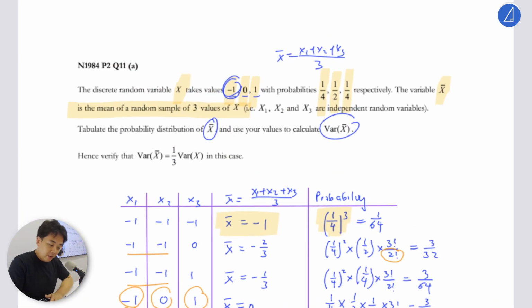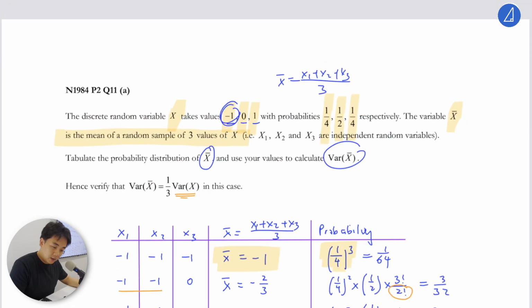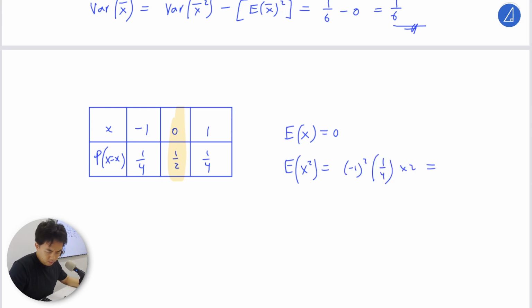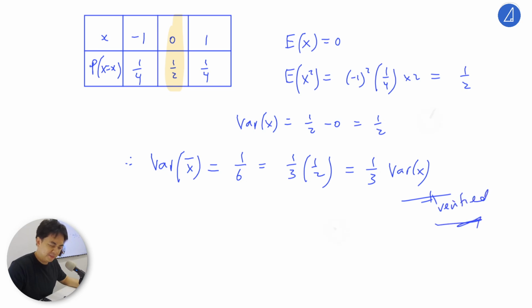So you should verify. Just find Var(X). Var(X) is quite easy to find. So this is P(X = x). We were told this is 1/4, 1/2, and 1/4. Same thing by symmetry, E(X) is 0 because it's symmetrical about the middle. So E(X²) will be 1/2. Then Var(X). Just verifying, that's all.